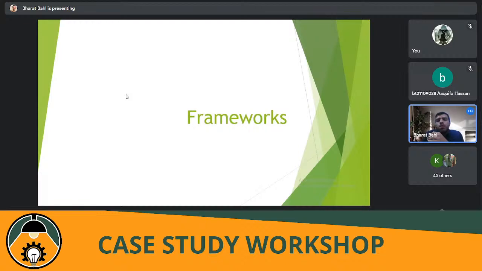मैं एक कंपनी हूँ या मैं एक स्टार्टअप करना चाहता हूँ. I want to enter a new market. What are the factors we will look into? Can anyone tell? क्या factors होंगे? Existing competition. Existing competition, okay. Demand. Demand, okay, great. What else?